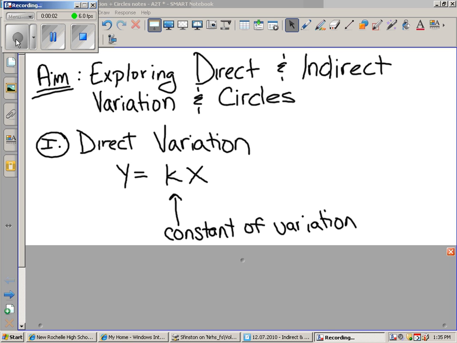All right, today we're going to be exploring three things: direct and indirect variation and something called circles. Everybody knows what a circle is, right? Piece of cake. Okay, so here's direct variation. It's an easy topic.